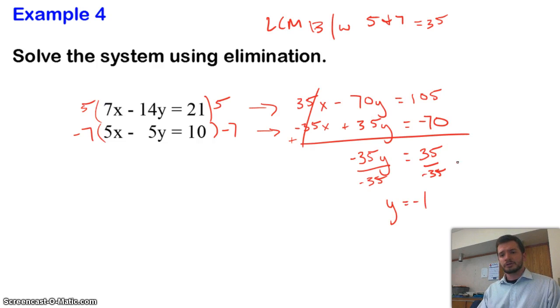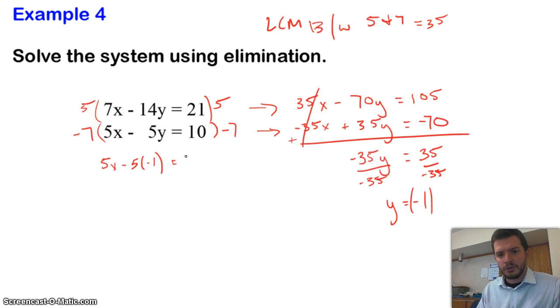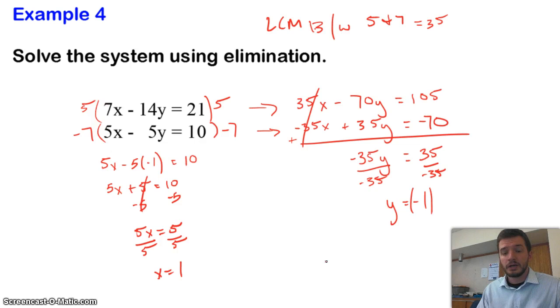And now, you guys are hopefully getting used to it. We'll take this negative 1 and plug it back in. I'm just going to use the bottom one. It really doesn't matter, though. So 5x minus 5 times negative 1 equals 10. Negative 5 times negative 1 is positive 5. So 5x plus 5 equals 10. Subtract here. So 5x equals 5. Divide by 5. x equals 1. So my ordered pair is (1, negative 1).